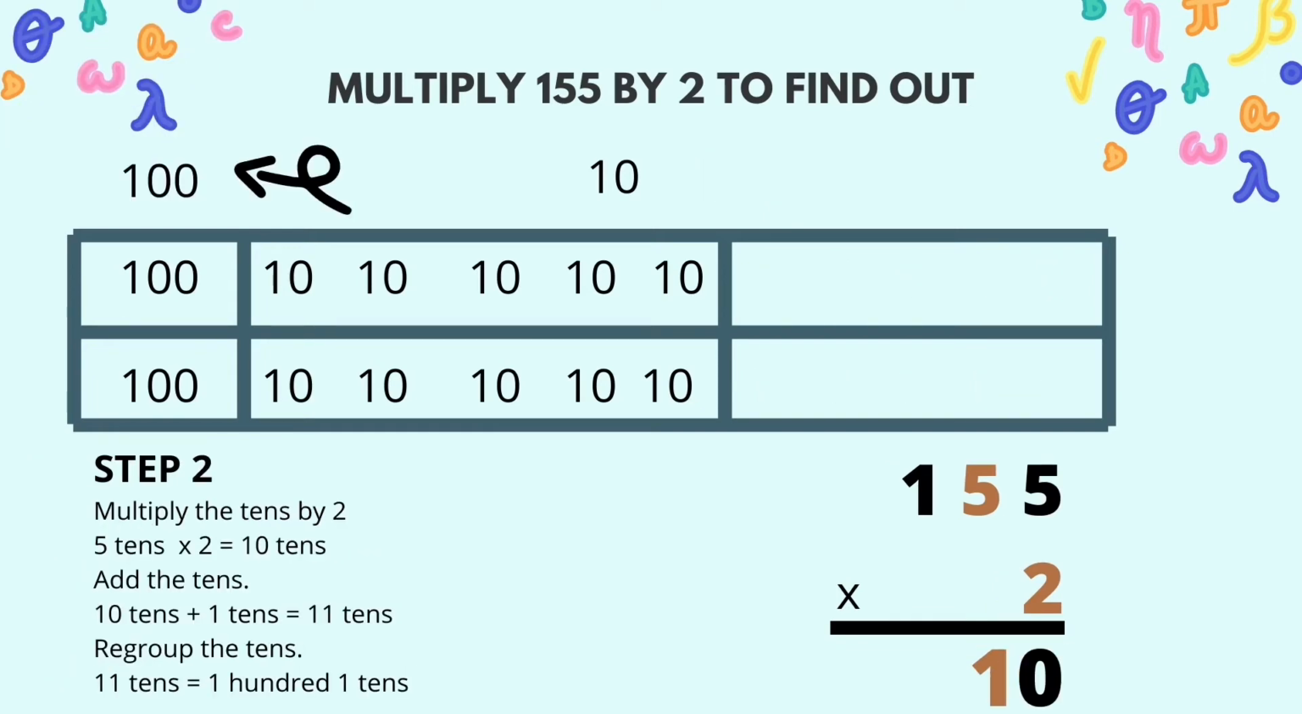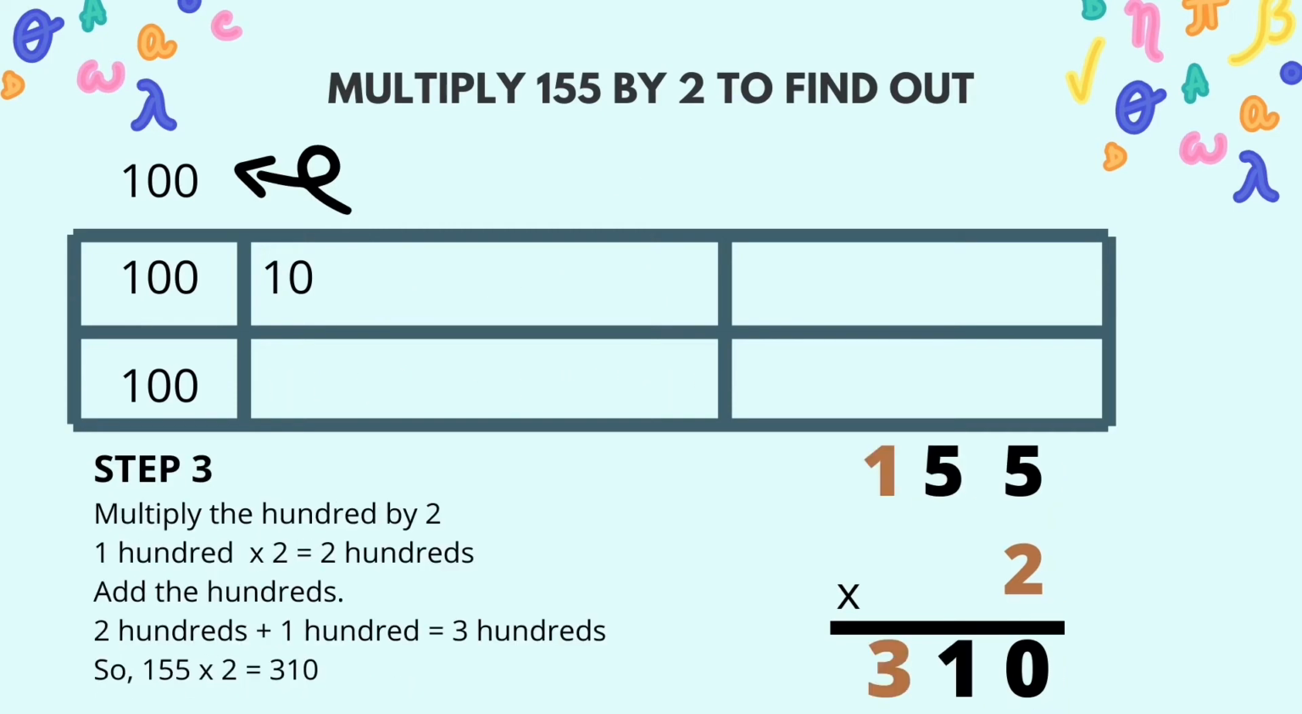Next step 2, multiply the tens by 2. 5 tens times 2 is 10 tens. Add the tens. 10 tens plus 1 ten is 11 tens. Regroup the tens. 11 tens is 1 hundred 1 ten. Jadi 11 puluhan itu adalah 1 ratusan dan 1 puluhan. Kita taruh puluhannya angka 1 di bawah angka 5. Dan 100-nya kita simpan di ratusan.